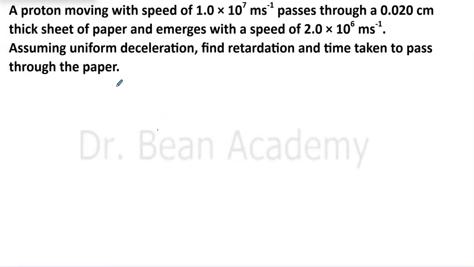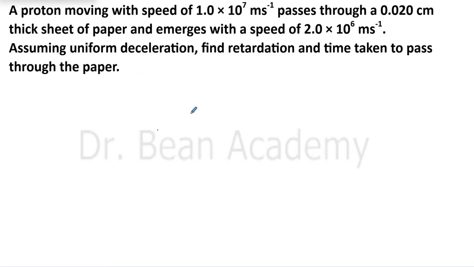Here is another question. A proton which is moving with a speed of 1 × 10^7 meter per second passes through a 0.02 centimeter thick sheet of paper and emerges with a speed of 2 × 10^6 meter per second. Assuming uniform deceleration, find retardation and time taken to pass through the paper.